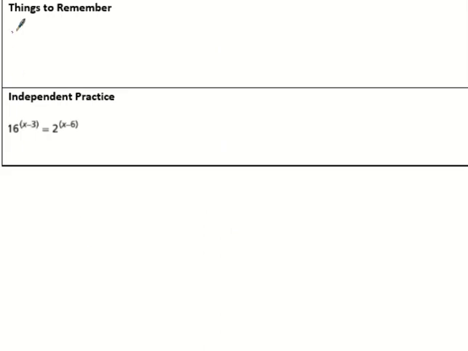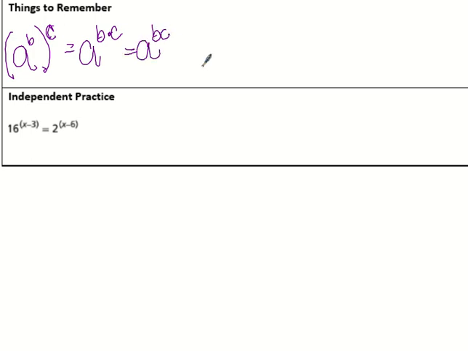All right, so things to remember. We had our quotient of powers and our power. So power is like a to the b raised to the c. Would be a to the b times c, which we also can write as a, b, c, like this. And then we had quotient of powers, so that's like a raised to the b over a raised to the c would be the same as a, b minus c.